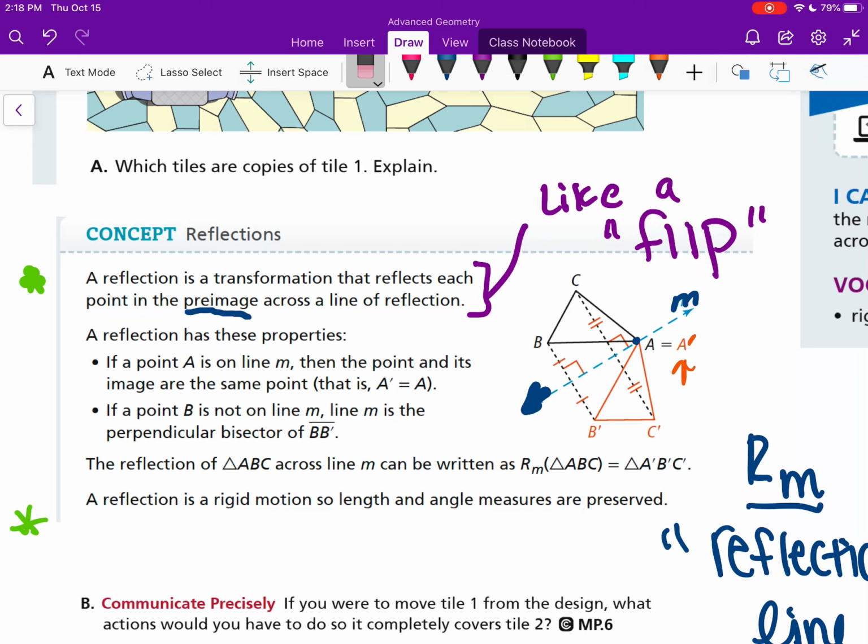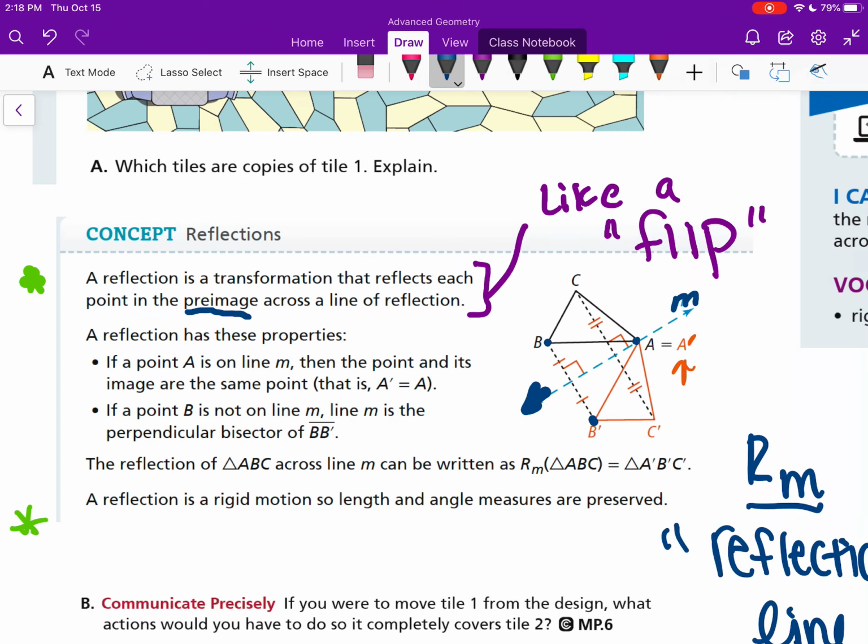So line M is what we call the perpendicular bisector, aka the line that connects a point and its reflective point is perpendicular to that line of reflection. But one of the main things we need to know is how to write that.